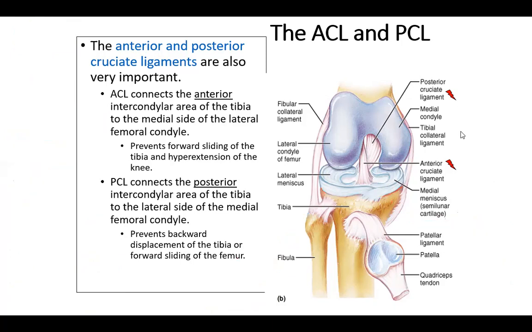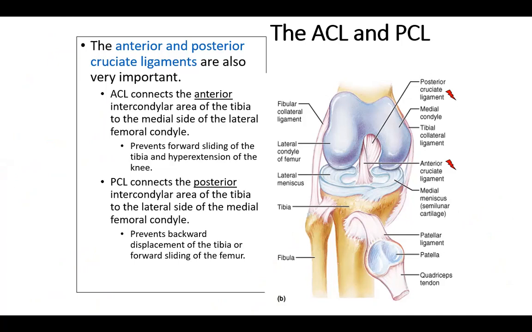Now, they cross somewhere in the middle here. Now, the purpose of the ACL is to keep the tibia from sliding forward and hyperextending the knee. We don't want our tibia to go forward. The purpose of the PCL is to keep the tibia from sliding backwards. Now, where do they attach?